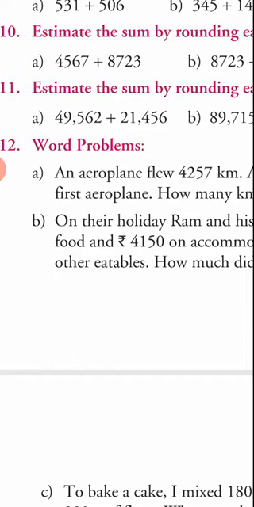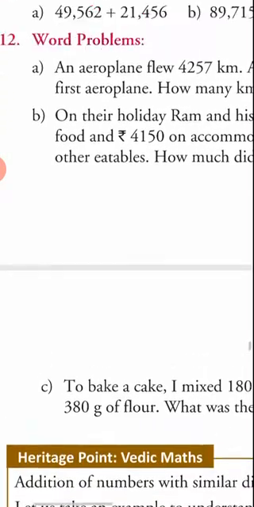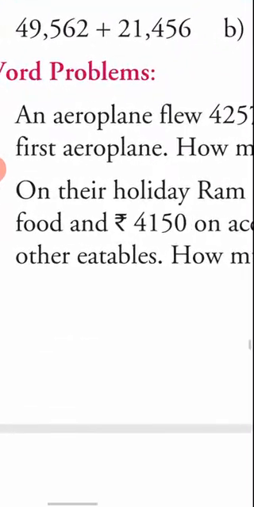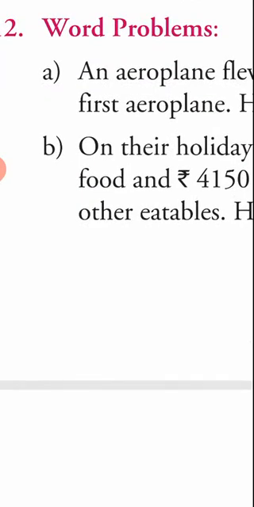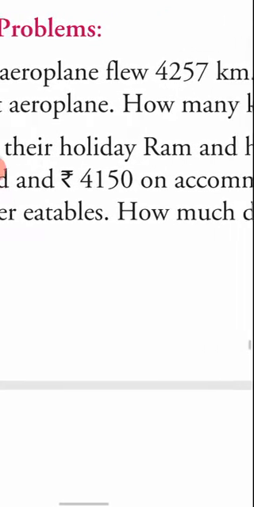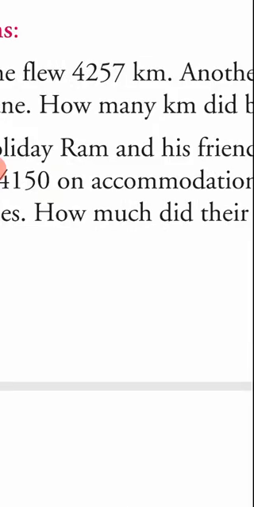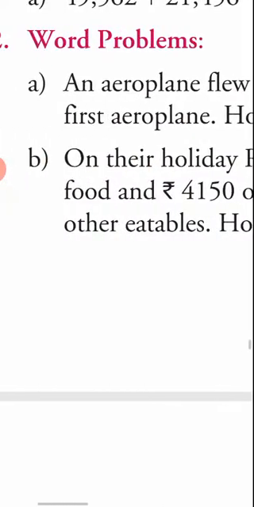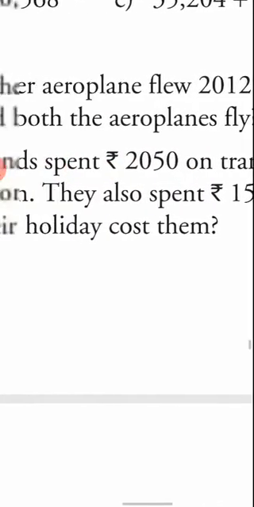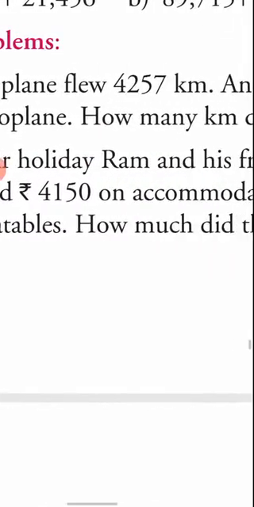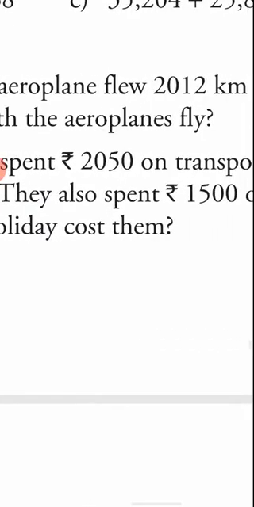Now let us move towards question number 12, where we have these 3 word problems. So let us discuss these word problems now. Let us start with A part. An aeroplane flew 4,257 kilometer. Another aeroplane flew 2,012 kilometer more than the first aeroplane. Now you see the word more than. More means plus, means in addition, right? So how many kilometer did both the aeroplanes fly?